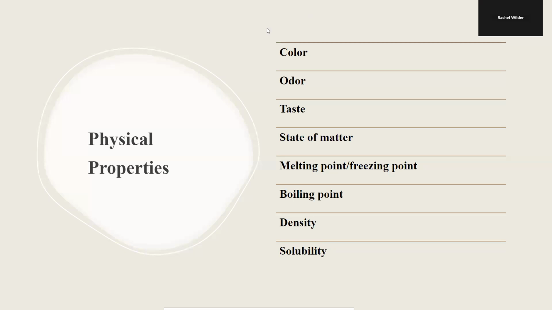Examples of physical properties. So descriptive properties, typically the color of something, odor, the taste. But remember, in chemistry, we don't put unknown substances in our mouths. This is not a good idea. So typically, you don't want to smell things or taste things that are unknown. The state of matter, the melting point, which is also the freezing point, paradoxically, the boiling point, the density, and the solubility. We'll talk about these terms.